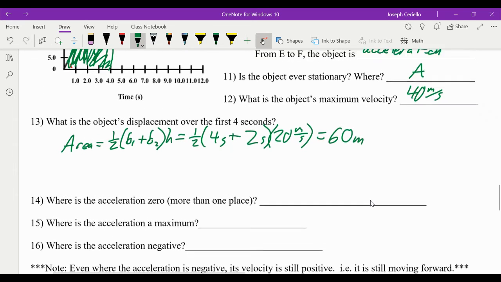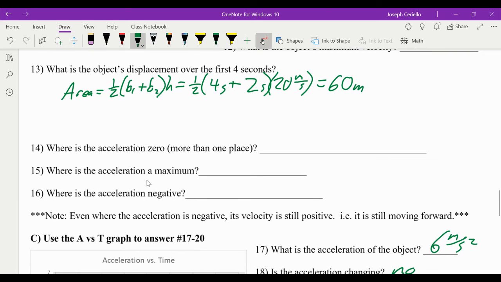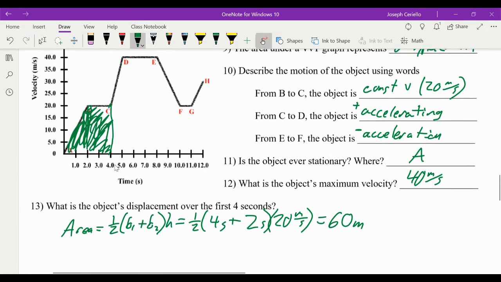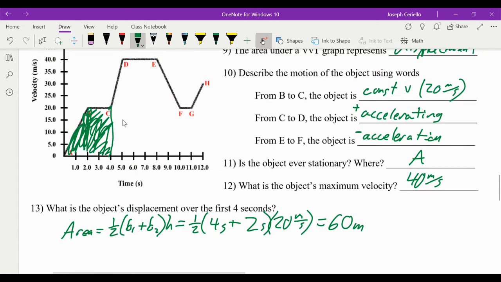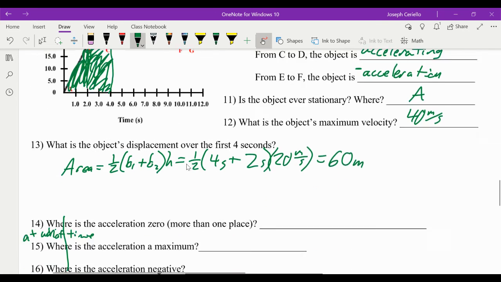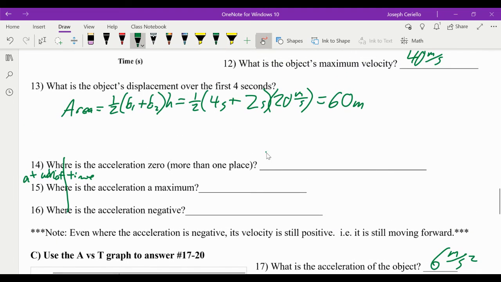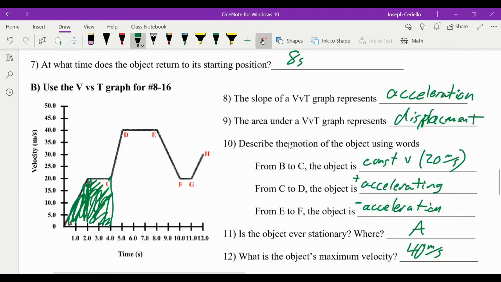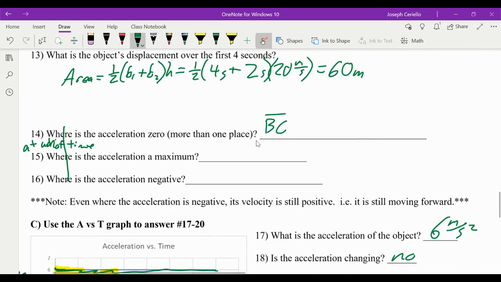Where is the acceleration 0? Again, I should say at what time. So for all of these, at what time is the acceleration 0? Acceleration is the slope. So where's the slope 0? B to C, D to E, F to G. So BC, DE, FG.